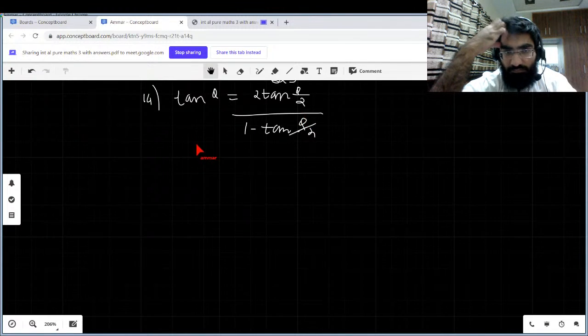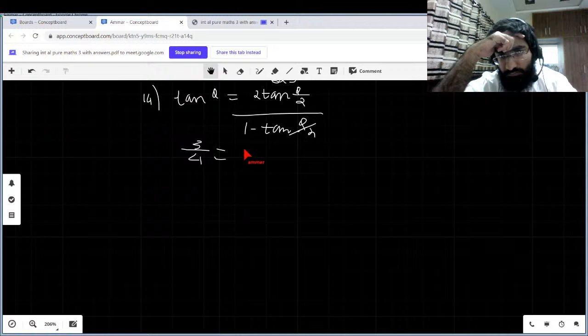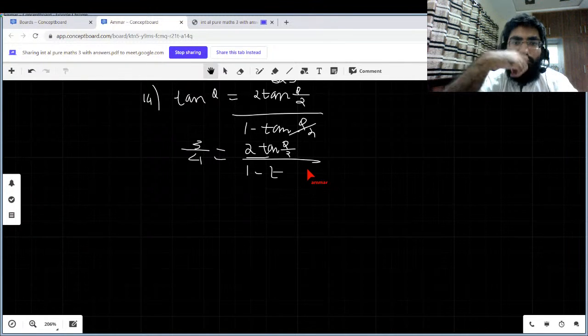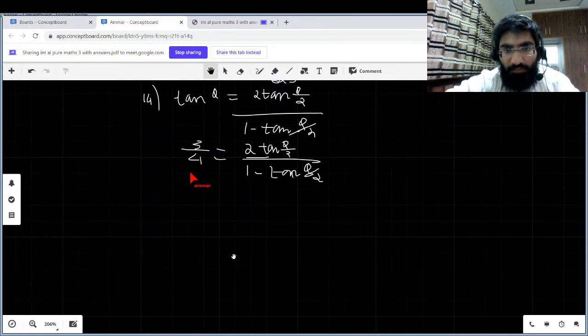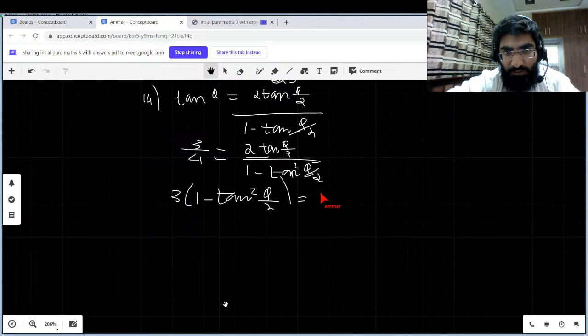Tan squared theta by 2. Okay, so this is 3 by 4, which is equal to... Okay, what do I do though? Now, just multiplication. It will be tan squared theta by 2. That's what I meant. 3 by 4 minus 3 by 4 tan squared theta by 2. Let me just write it.